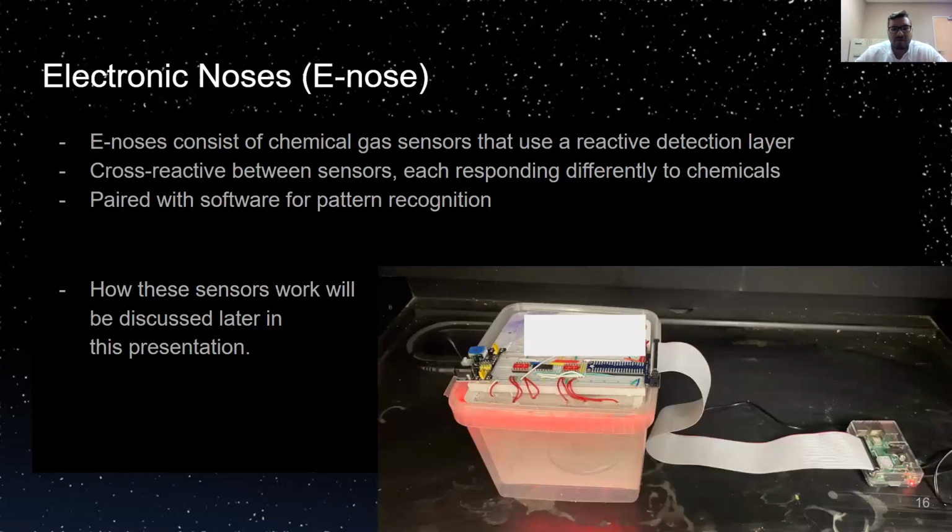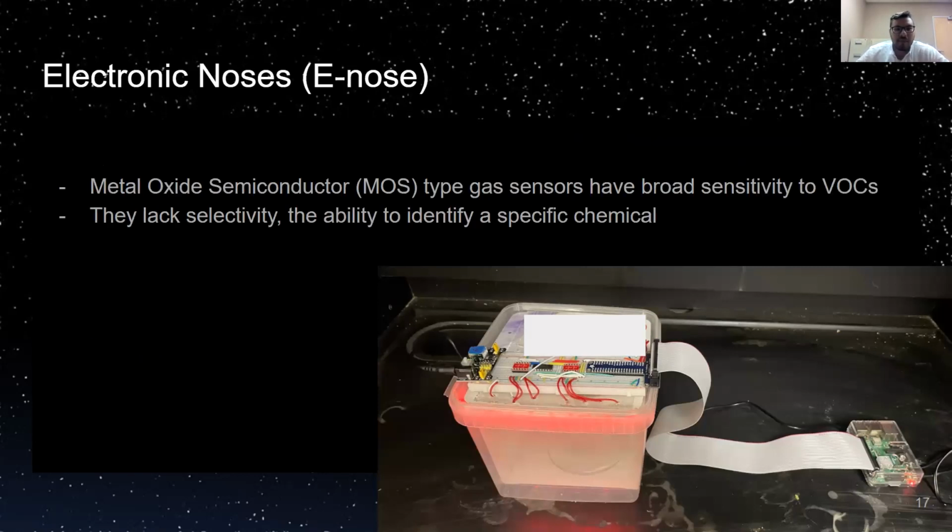So E-noses specifically generally have chemical gas sensors, metal oxide semiconductor sensors, and other similar sensors. These use a reactive detection layer. The different sensors are cross-reactive, each responding differently to the VOCs or chemicals that are present. This E-nose, as you can see in the bottom right, is the one that was developed for this work, paired with software for pattern recognition. And we'll discuss the mechanism of these sensors later in this presentation.